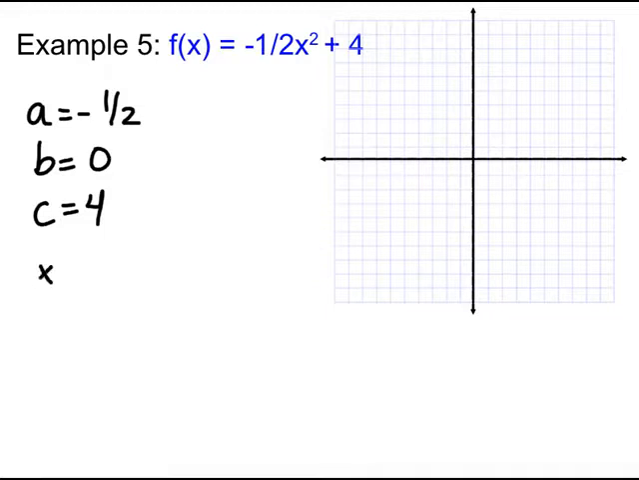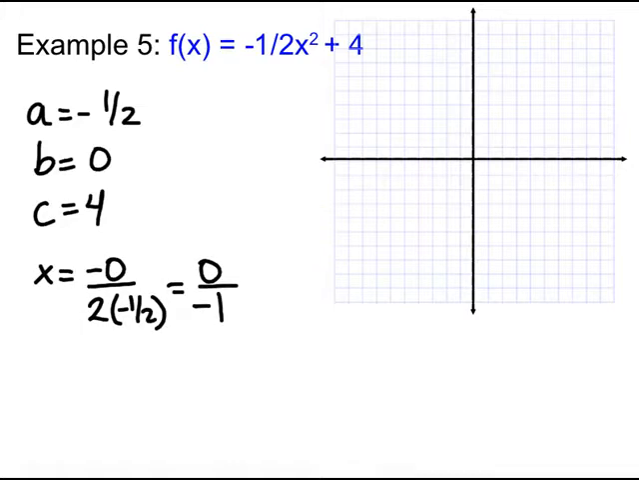So we're going to do x equals negative b, so negative 0 over 2 times negative 1/2. Well, negative 0 is just 0. 2 times negative 1/2 is negative 1, and 0 divided by negative 1 is just 0. So sometimes your axis of symmetry will be the actual y-axis.